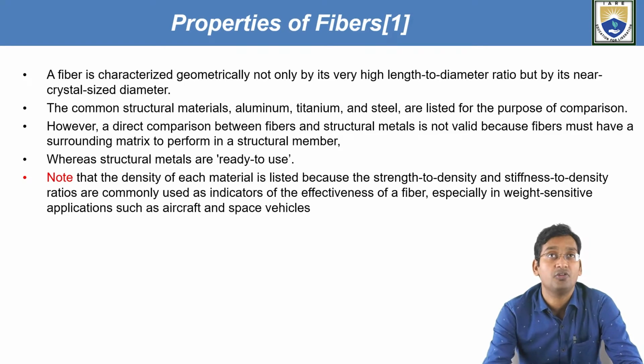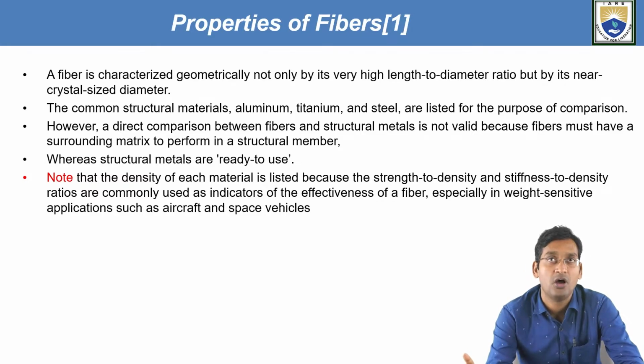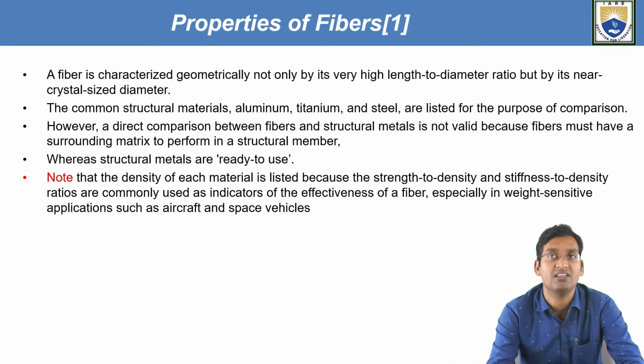Now, properties of fiber. A fiber is characterized geometrically not only by its very high length to diameter ratio, but by its near crystal size diameter. So already we have seen the length to diameter ratio should be greater than 1000. Then we can say that it is a fiber.